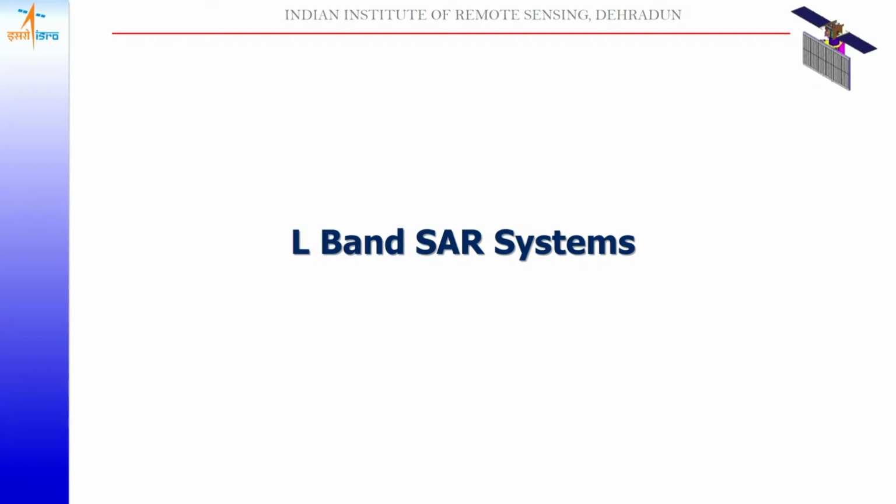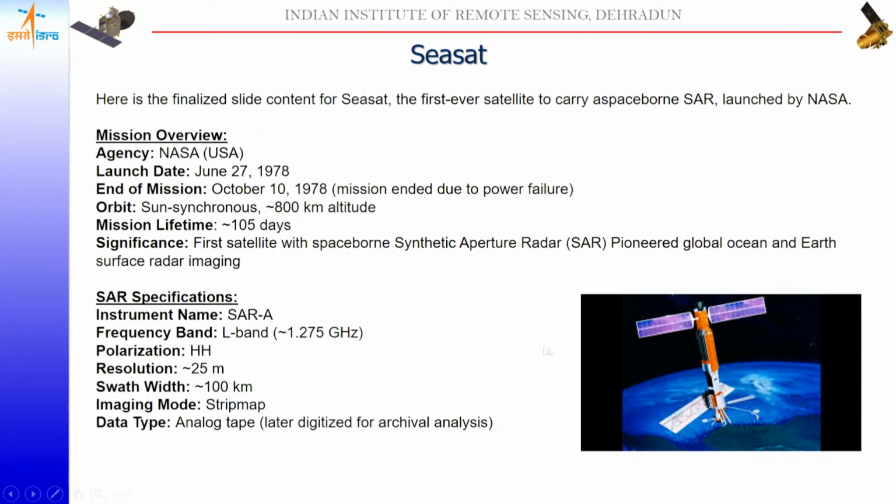Now going towards the L-band SAR system. The first SAR satellite in all the frequencies, in L-band, is SEASAT, launched in 1978. It had a mission lifetime of 105 days, and it was the first SAR mission, in L-band with single polarization, a resolution of 25 meters and a swath width of 100 kilometers. It used the strip map mode for imaging.